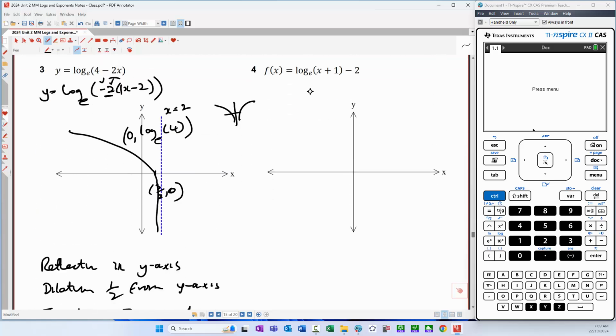Okay, the final one is this one here. So we've got a translation 1 unit left and 2 units down. So it's the one to the left that I'm interested in.